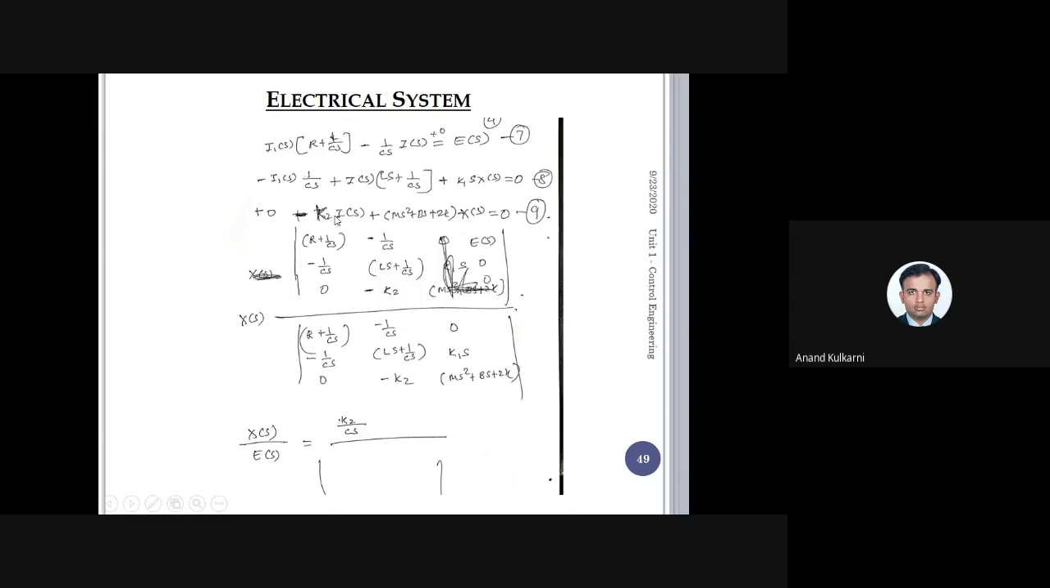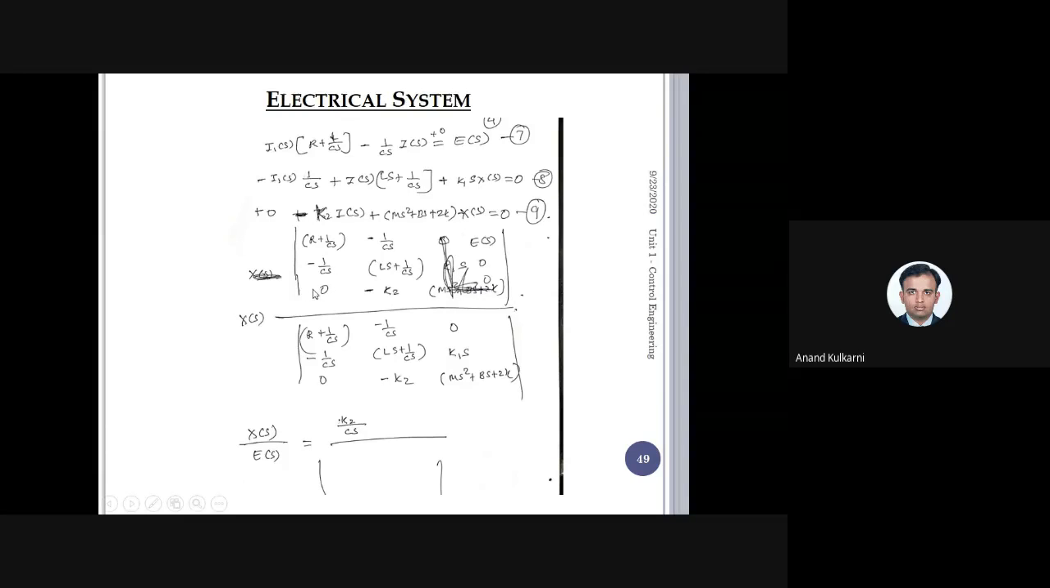So I want now the relationship between input and output. Our output is displacement, so I will write the equation for output, that is displacement X of S. If I want the output as displacement, that is the third variable in the equation. So the first two variables' coefficients will remain as they are. So for equations 1, 2, 3, the coefficient of I1 I have written R plus 1 upon CS, then minus 1 upon CS, and 0 as it is.